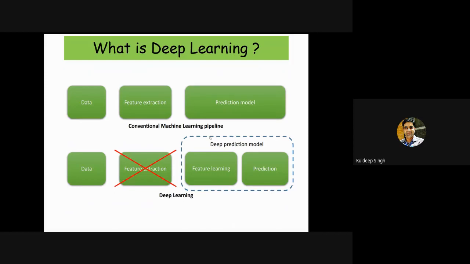As we can see, this is the basic difference between the conventional machine learning pipeline and deep learning. Conventional machine learning used to have a separate feature extraction step, and this feature extraction step was not generalized. It was specific to particular problem domains. But in the case of deep learning, feature extraction and prediction are part of the deep learning algorithm itself. We have to provide the data, and the complete deep learning model involves extracting features and prediction in one step.